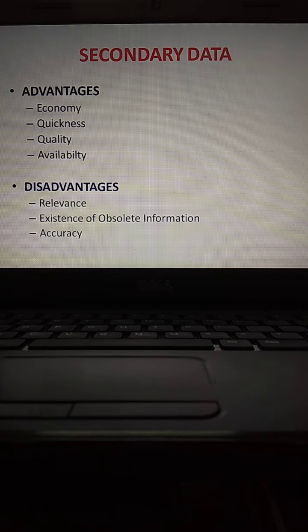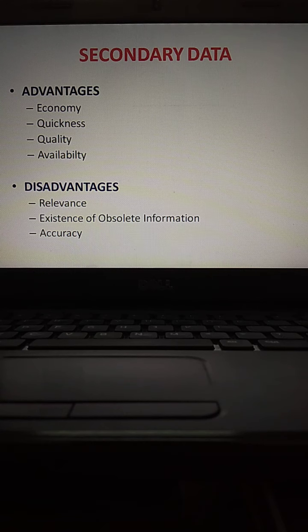But as far as the disadvantages are concerned: relevance, existence of obsolete information, and accuracy. The first disadvantage is relevance. Though a good amount of secondary data is available, as a researcher one needs to think, if the data is used by us, in which way it is going to help us. Is it really relevant? Is it really going to support the problems you are going to survey? So doubts will be there as far as the relevance of the secondary data is concerned.